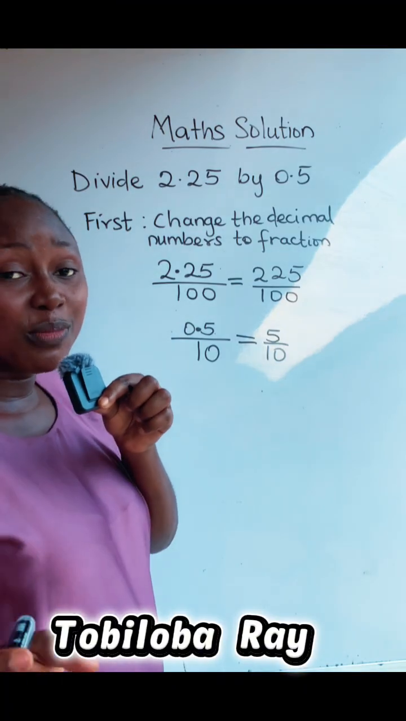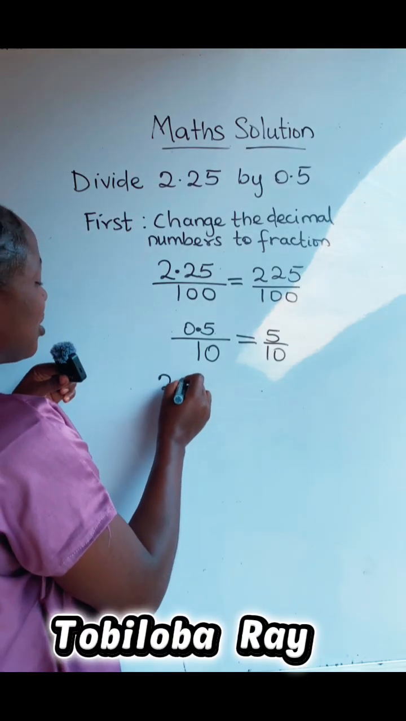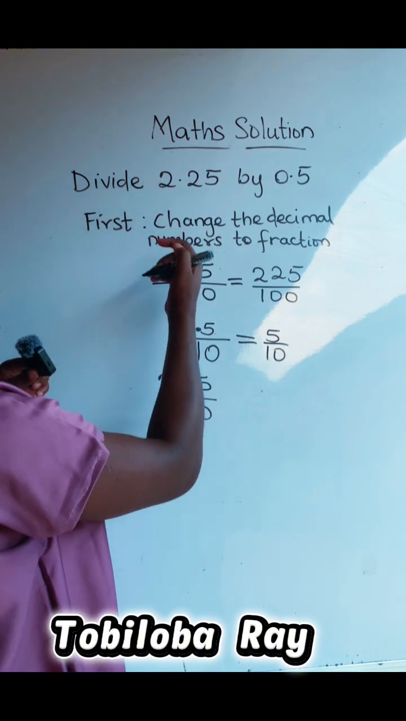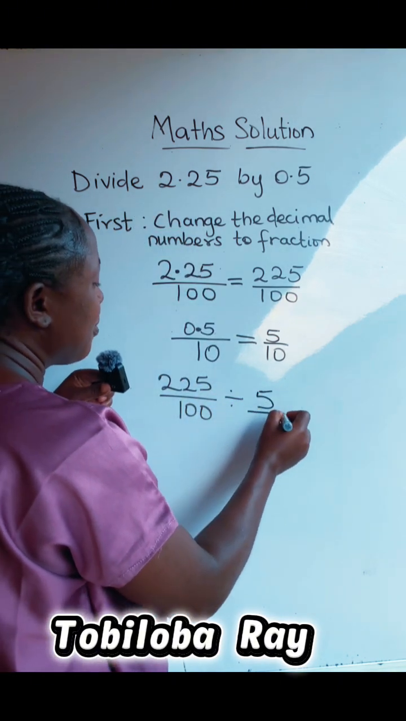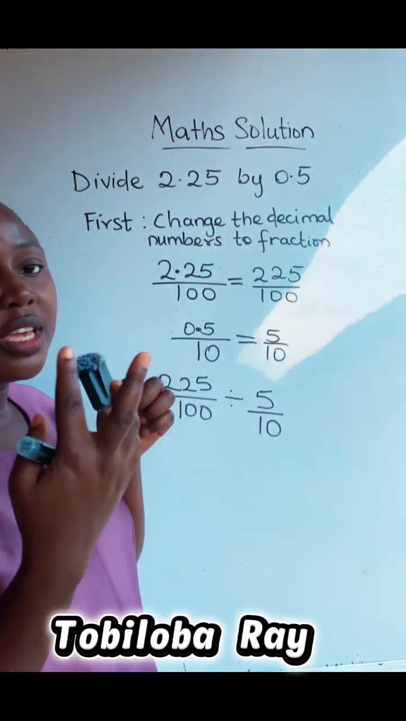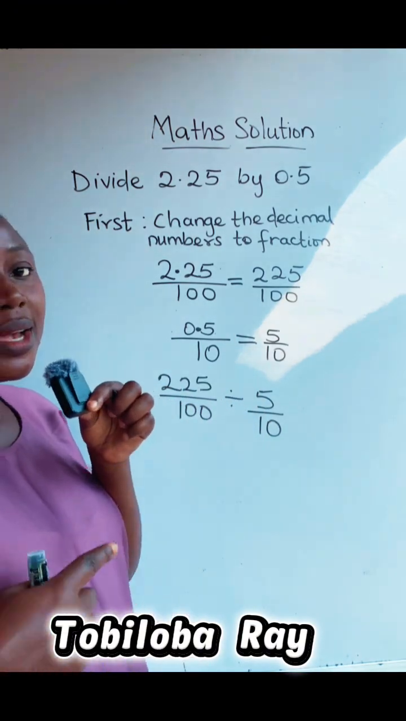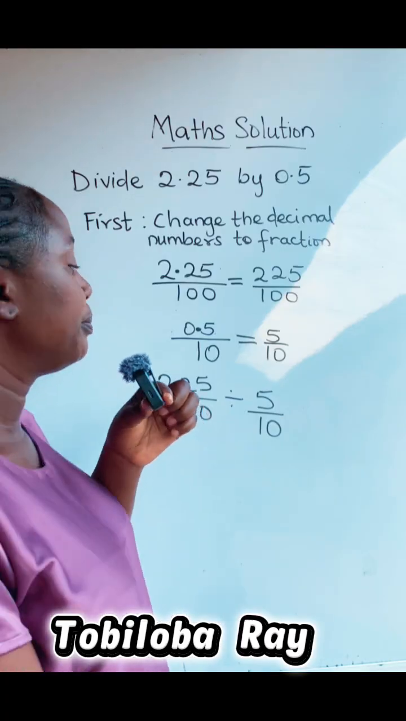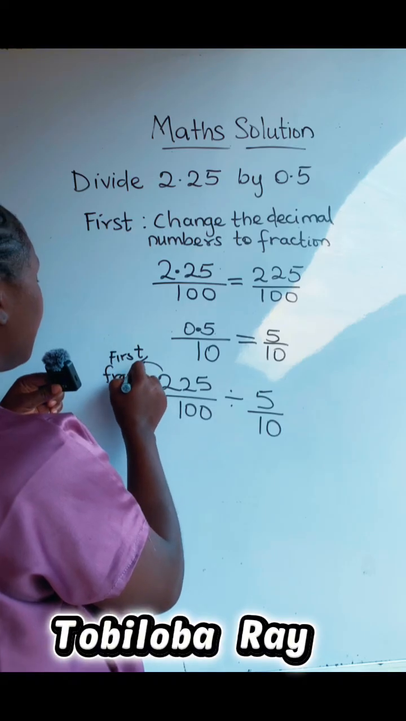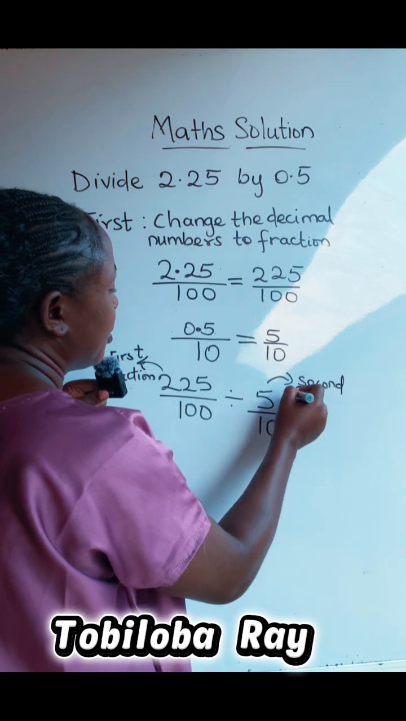Now that we have changed these numbers to fraction, the next thing to do is to divide. So we have 225 over 100. This is the fraction of this decimal number divided by 5 over 10. Now, when there is a division sign between two fractions, we change the division sign to multiplication and then we reverse the second fraction. This is the first fraction. And this is the second fraction.